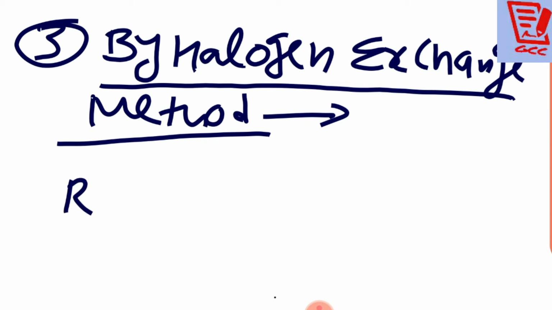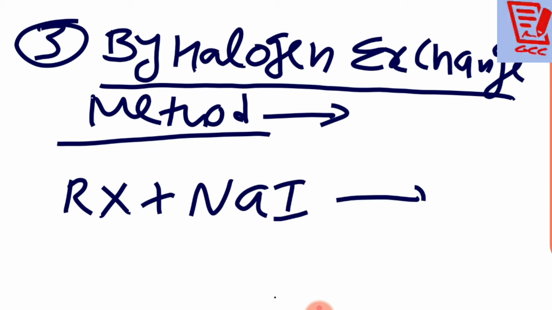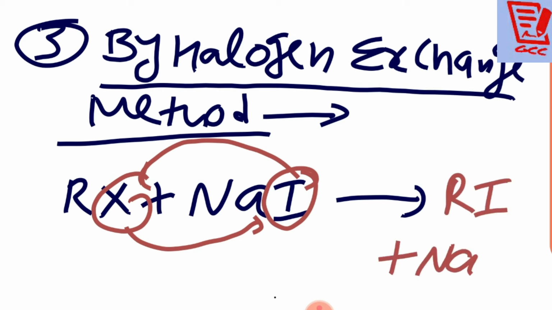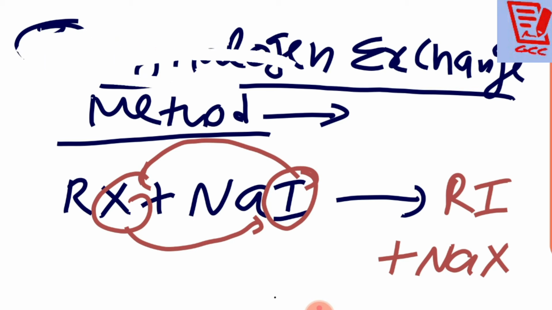Usually RX and NaI. Okay, then what to do there, beta? This iodine will go there and X will come here. Then it will become RI plus NaX. Is that clear? I will write one example also for you people. You must see, all of you.